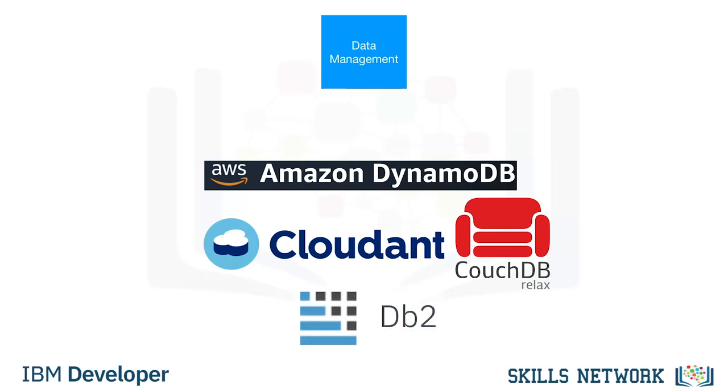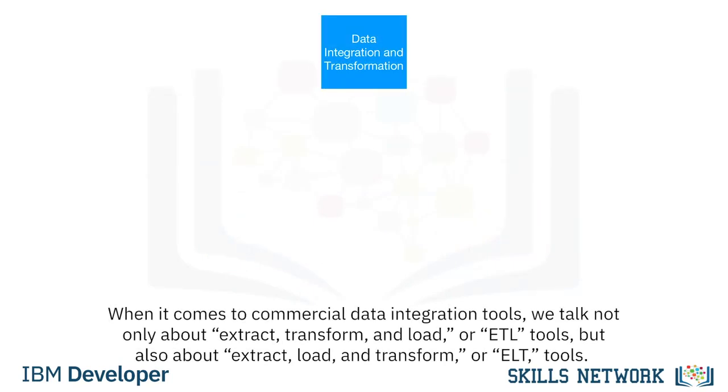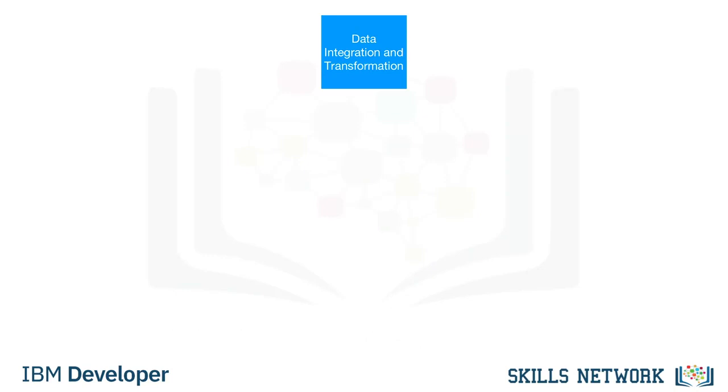And IBM offers DB2 as a service as well. This is an example of a commercial database made available as a software as a service offering in the cloud, taking operational tasks away from the user. When it comes to commercial data integration tools, we talk not only about extract, transform, and load, or ETL tools, but also about extract, load, and transform, or ELT tools. This means the transformation steps are not done by a data integration team, but are pushed towards the domain of the data scientist or data engineer.